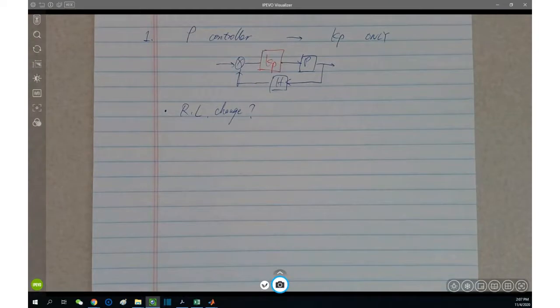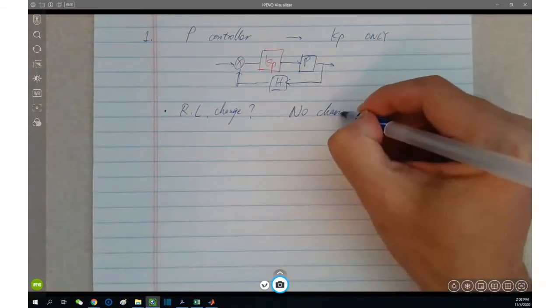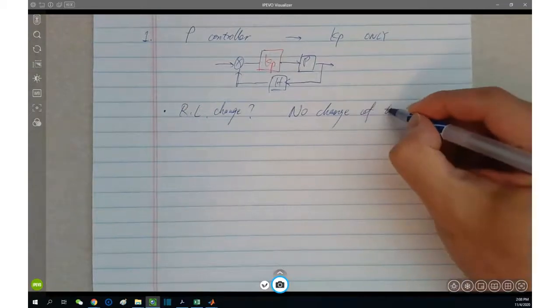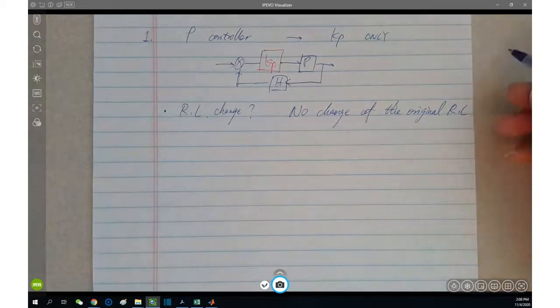Well, the plant. Oh, the root locus. Never mind. All right. Anyone knows how the Root Locus changes? Here, Sawyer is saying KP is just a gain, so it won't change, right? Yes. No change of the original Root Locus. Now, of course, after introducing the KP, it's something different, right? Then what is the difference?